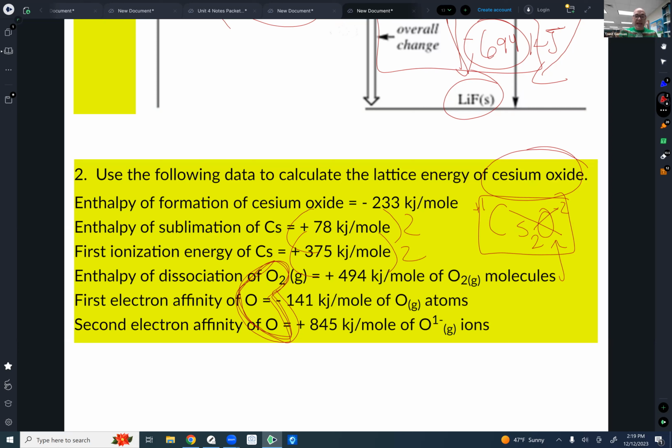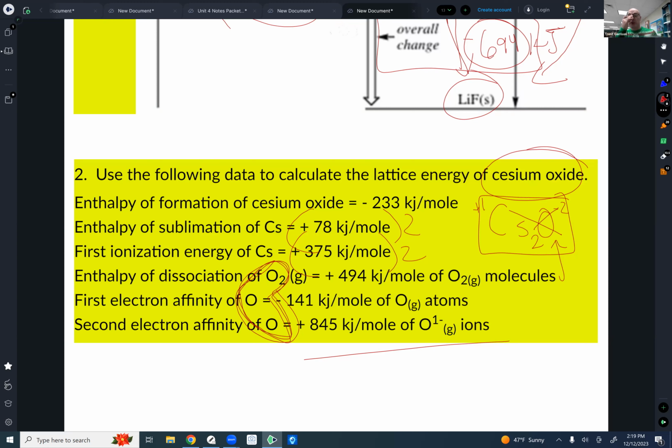So we're going to still add up everything. That's what we've done before. But this time, instead of doubling those oxygens because it's inconsistent, we needed to recognize that the cesiums were inconsistent. So negative 233 plus 78 plus 78, that's 2 times 78, plus 375 plus 375, that's 2 times 375, plus 494 minus 141 plus 845.